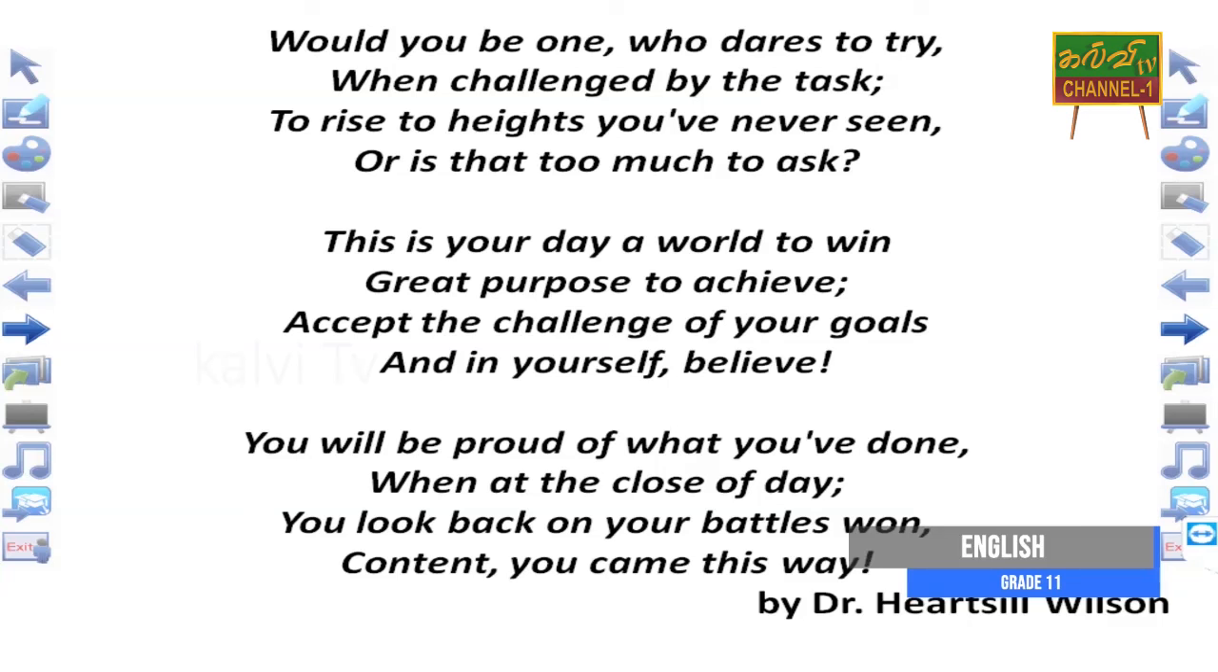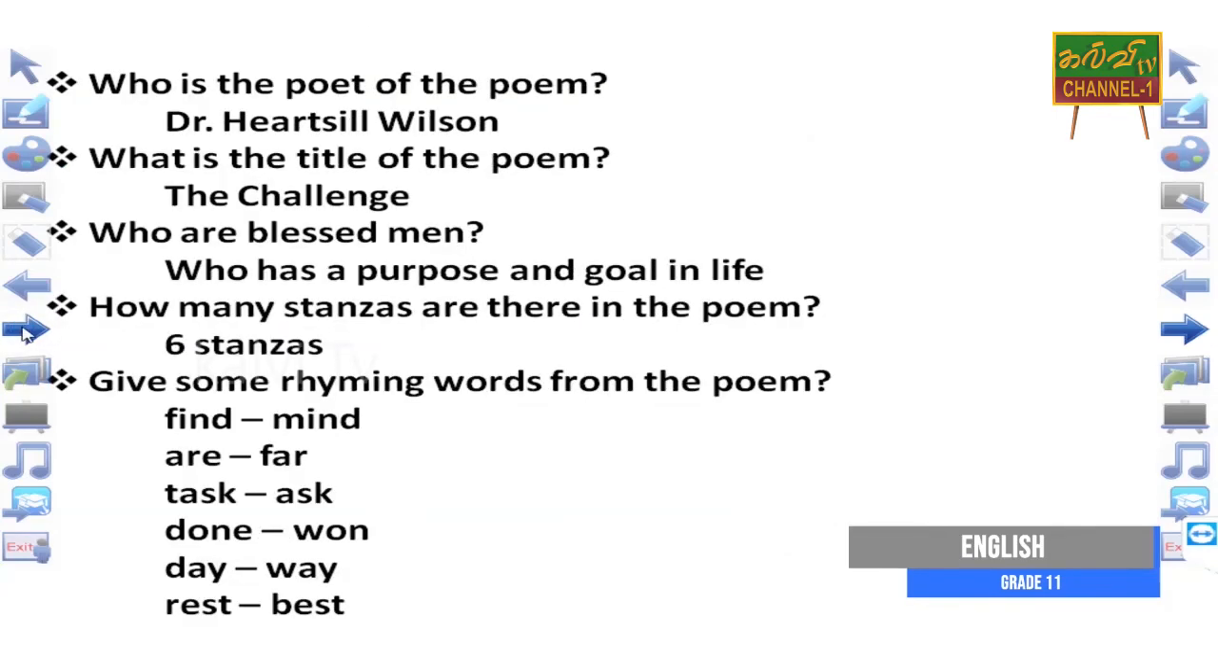It's a poem, and it's a heading under the challenge. Here are some questions on this poem. Who is the poet of this poem? Hartzell Wilson. What is the title of the poem? The Challenge. Who are blessed men who have a purpose and goal in life? How many stanzas are there in the poem? 6 stanzas. Give some rhyming words from the poem. Find, mind; are, far; task, ask; done, one; day, way; rest, best.